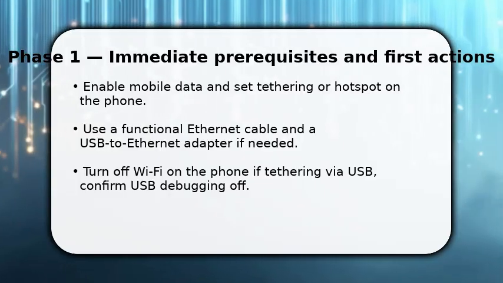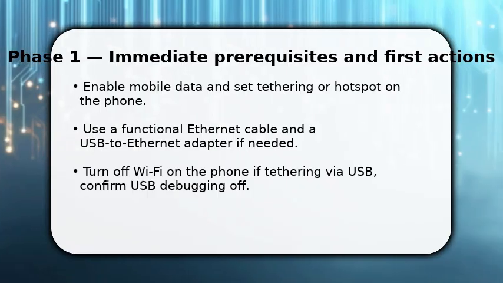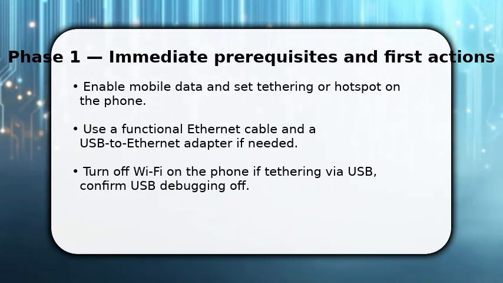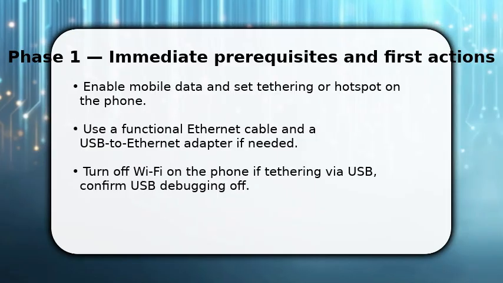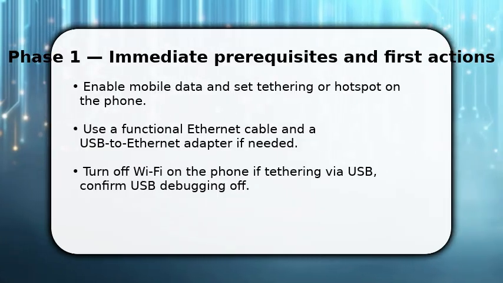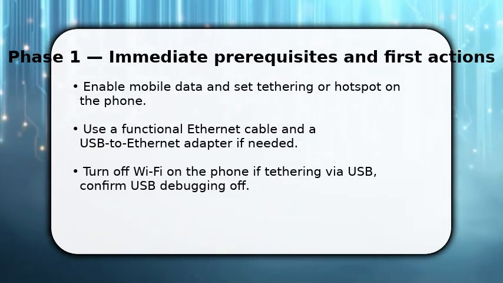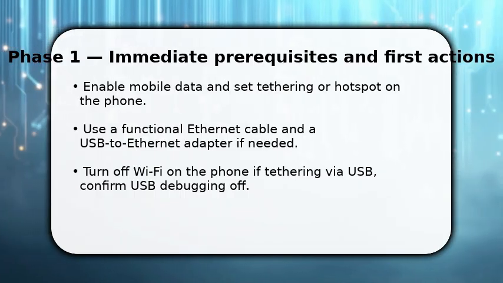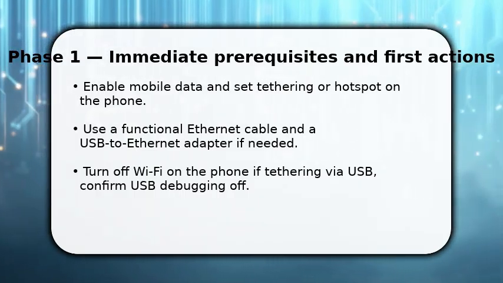You start by getting prerequisites out of the way. Enable mobile data and open tethering settings on your phone. Plug a quality Ethernet cable into a USB to Ethernet adapter or use a direct Ethernet port if available. Once done, connect the adapter to your phone and the cable to your PC.